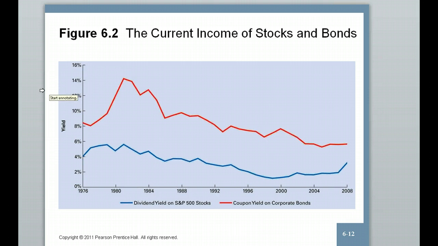Okay, let's look at figure 6.2, the current income of stocks and bonds. As you can see here, bonds tend to have a higher yield than stocks. Then again, you also have the capital gains side of it for stocks. So if you're looking for a higher return and less risk, you would probably pick bonds. If you're looking for the potential of some income and the possibility of capital gains, you would choose stocks.